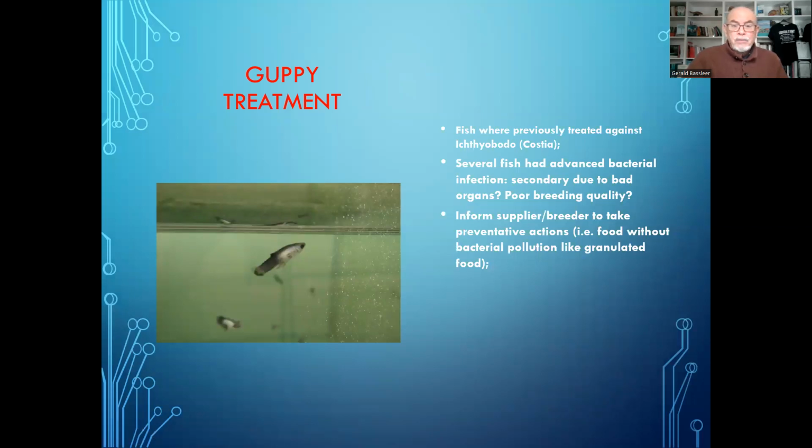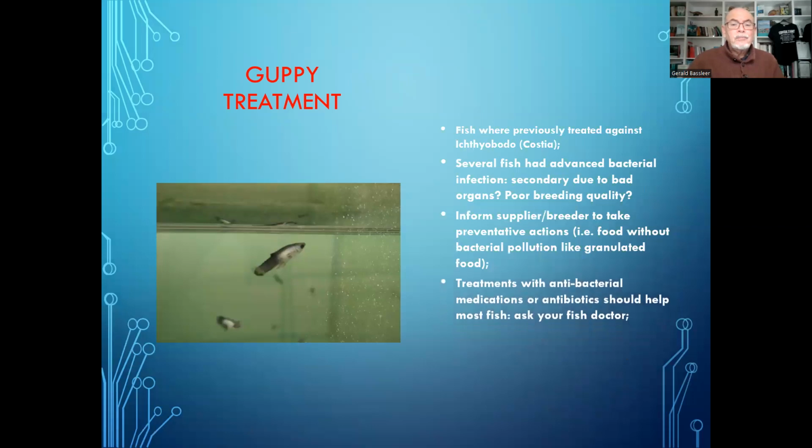So inform the breeder to take preventative actions, or your supplier, because food should be given that is not polluted with bacteria. Usually that's the cause sometimes of this fatty degeneration. So look at good food quality, good source. That I would recommend to the breeder in this case.